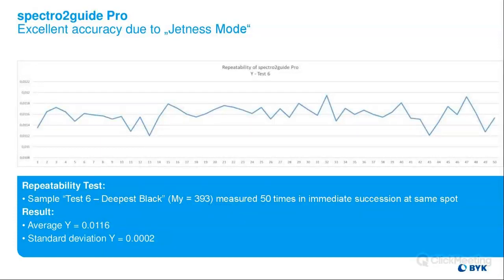This was measured 50 different times, and you can see the variation here, which looks kind of chaotic until you look at the actual scale that's being used. The variation you're seeing here is actually only a few 10,000ths of a unit. So the consistency is very, very good here. And this is what allows us to measure jetness values, measure blacks, in a very consistent and repeatable way.